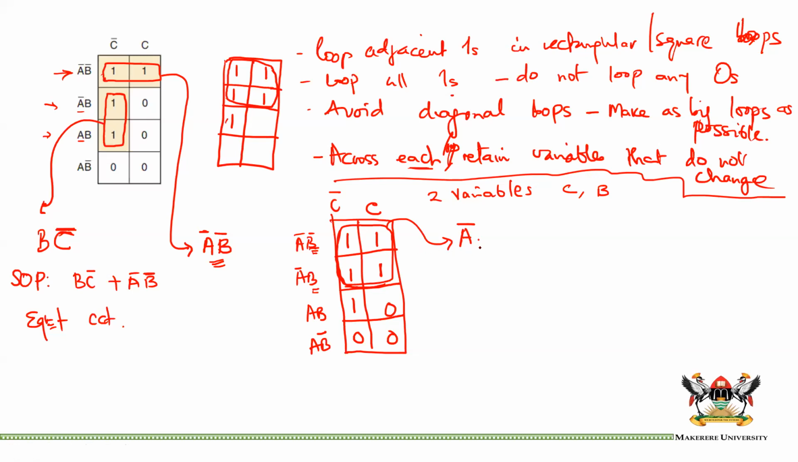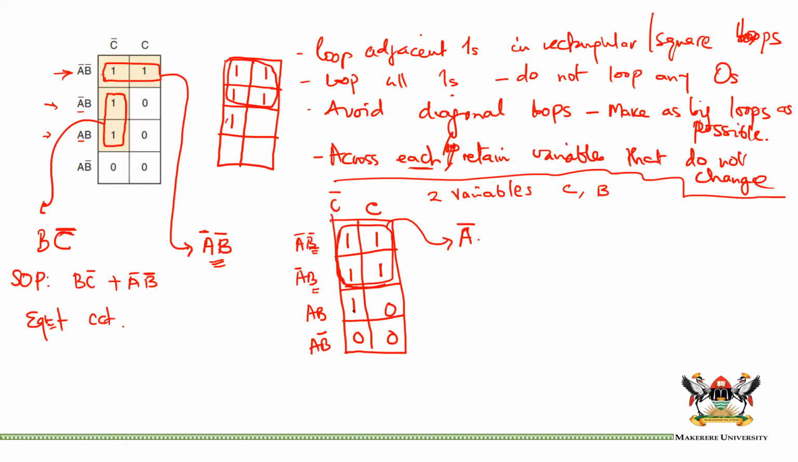Okay, so we have seen that a bigger loop has ended up giving us a simpler expression, in this case, A inverse. There is nothing like we have an A that can't be looped, or a one that can't be looped. Even if it's one and it's isolated, we just loop it.